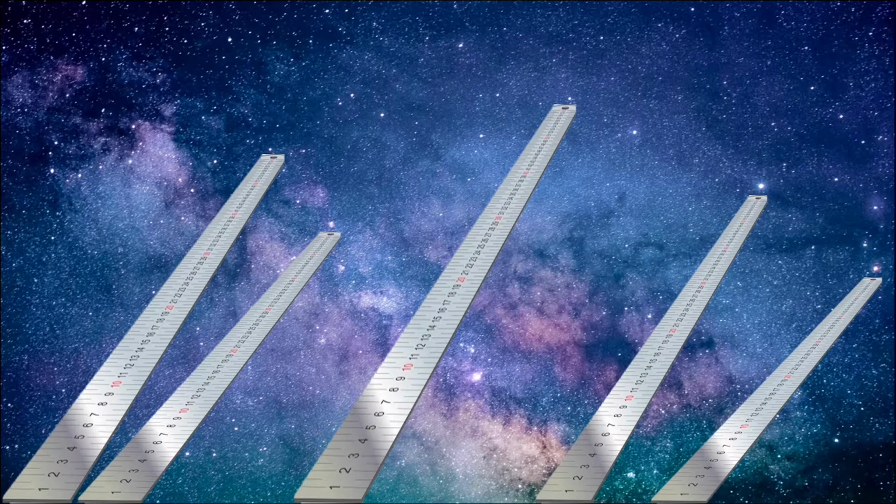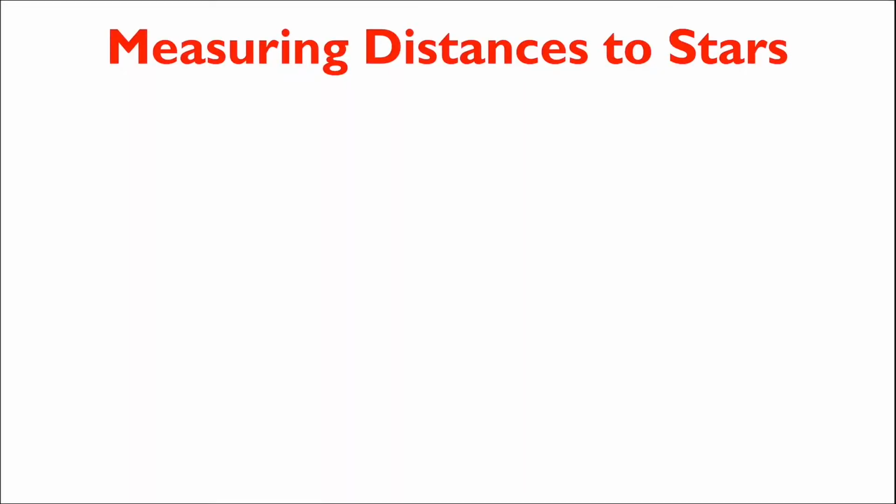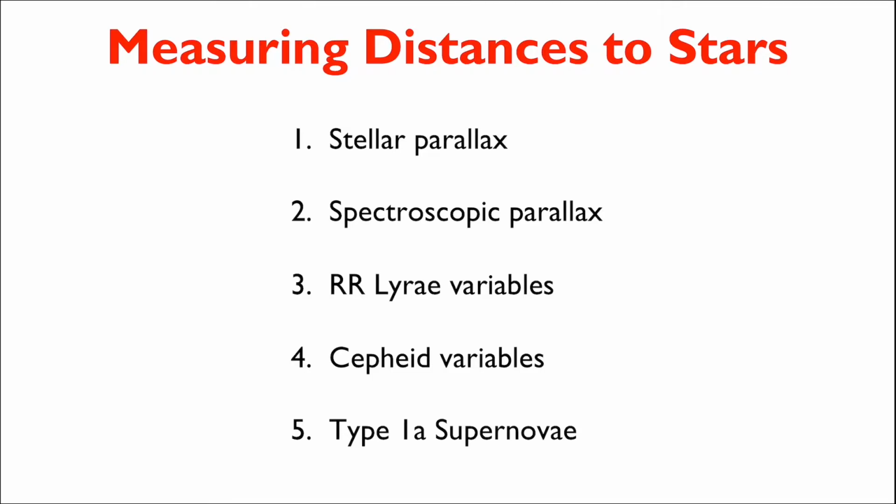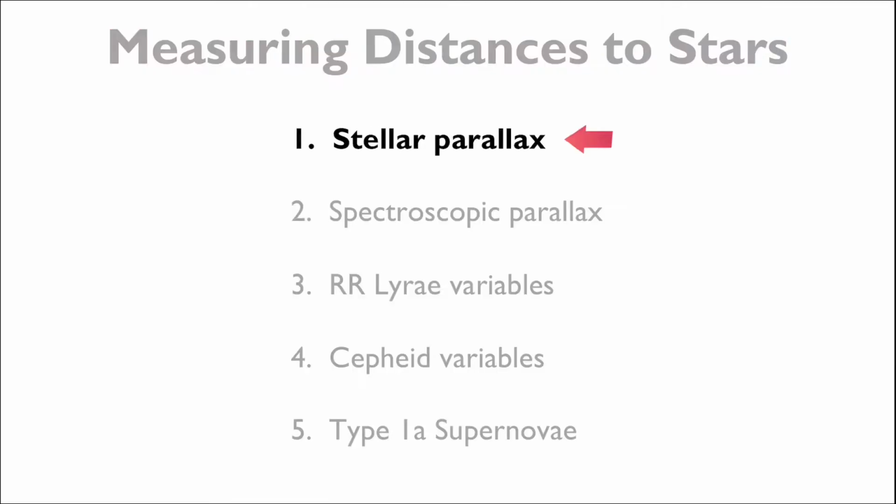Over the many centuries that astronomers have been studying the skies, they've actually developed methods to determine the distances to the stars. In this course, we'll cover a handful of these methods, primarily stellar parallax, spectroscopic parallax, RR Lyrae and Cepheid variable stars, and type 1a supernovae. But in this unit, we'll focus primarily on stellar parallax alone.